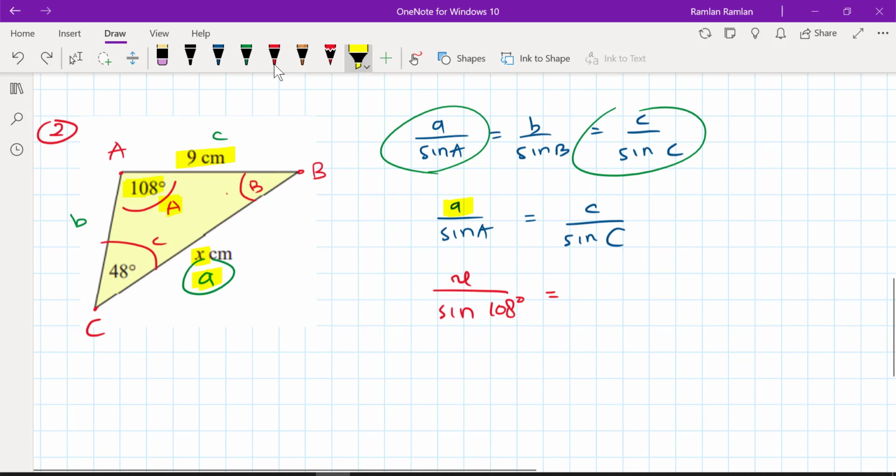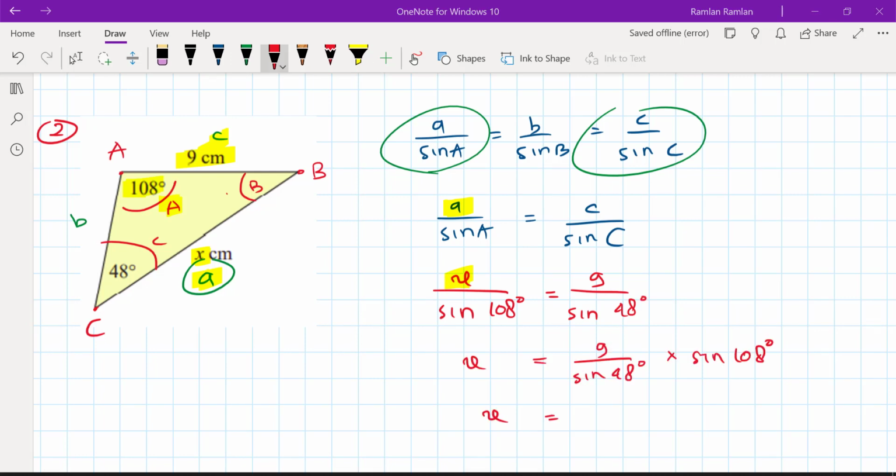We already have it from the question. The question gives 9, over the sine of the angle of C, which is this one over here, right? Which is 48. Then again, because we want to know the value of x, it's as simple as multiplying both sides by sine 108, and then you will get the value of x.